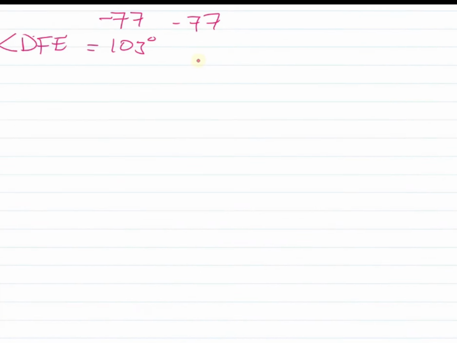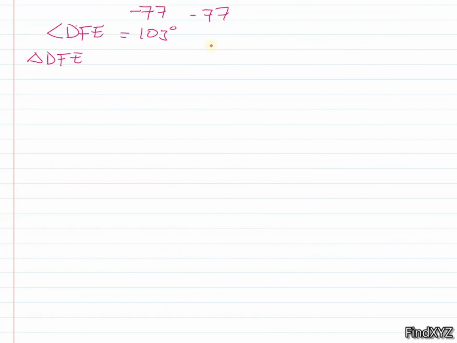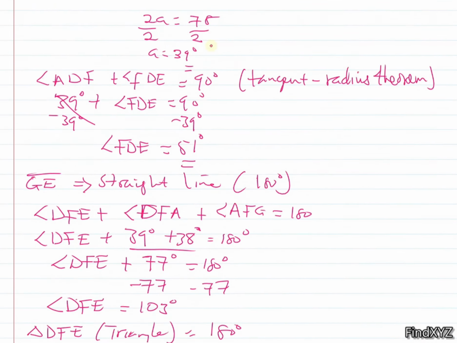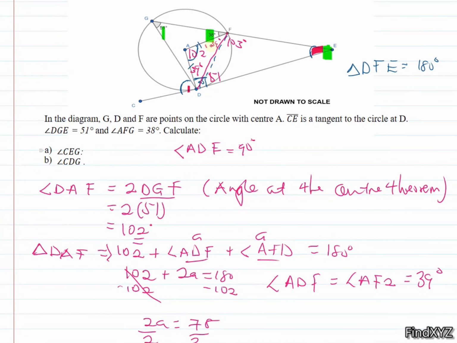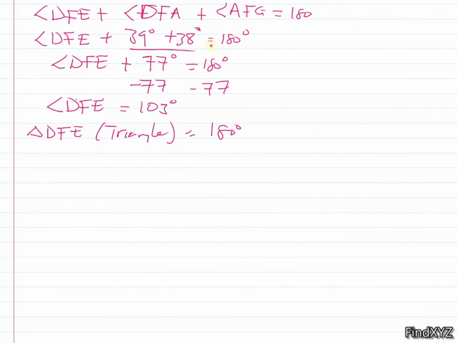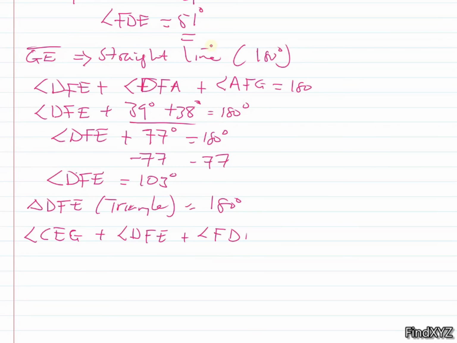So we can also consider triangle DFE and realize that the sum of interior angles of a triangle sum up to what? 180 degrees. So let's sum everything up to find angle CEG. So we can say from this triangle, we know that angle CEG plus angle DFE plus angle FDE should give us 180 degrees. And we don't know this angle, which is angle CEG. That is what we are trying to find. But we know angle DFE, which is 130 degrees, plus angle FDE, which will give us 51 degrees. This is equal to 180.